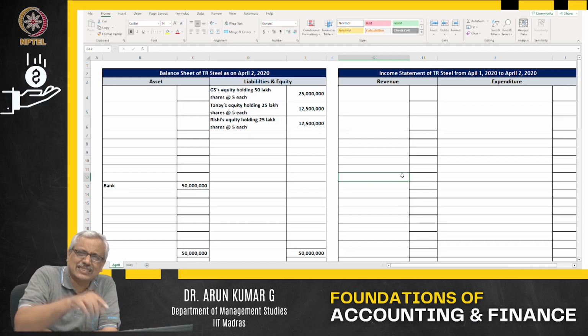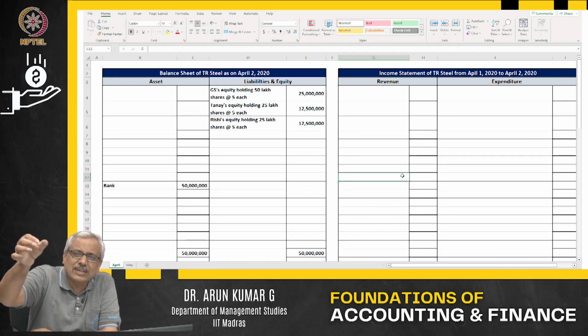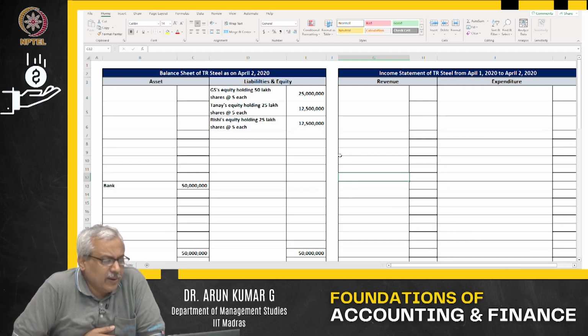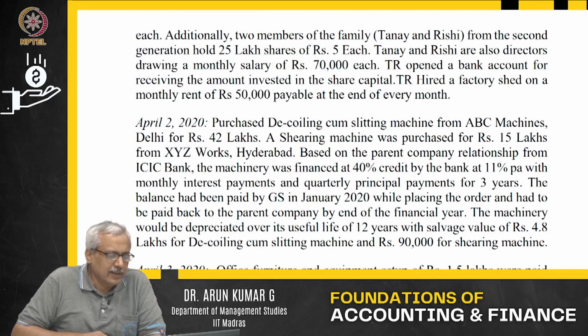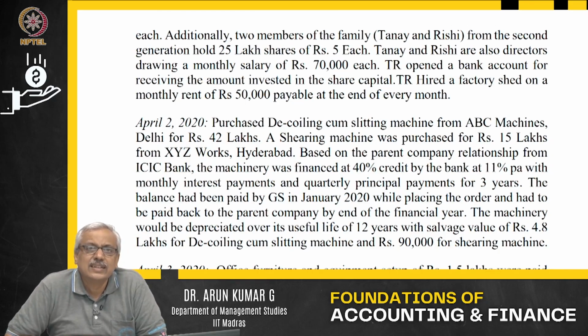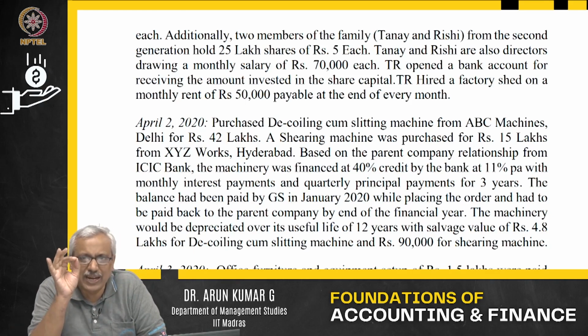The balance sheet is as on a particular date. Income statement is for a specified time period. So continuing, as of the 2nd, what the balance sheet looks like, what the P&L looks like. Let's go back to the statement there. 2nd April 2020, let's read this. Purchased a decoiling cum slitting machine from ABC Machines, Delhi for 42 lakhs. Let's stop it here. Let's not read further.